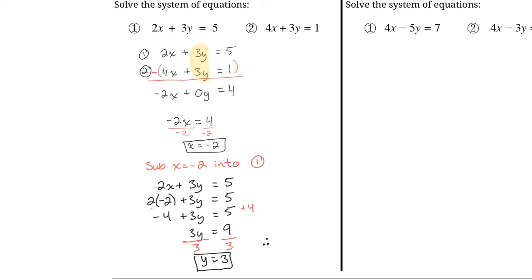Therefore, our solution to this system of equations is just negative 2, x is equal to negative 2, and y is equal to 3.